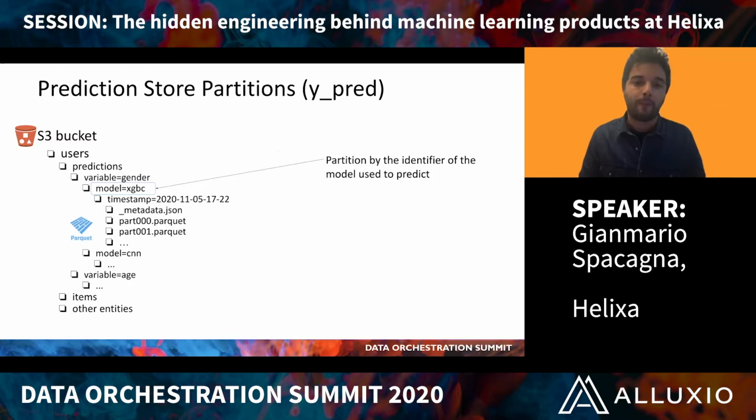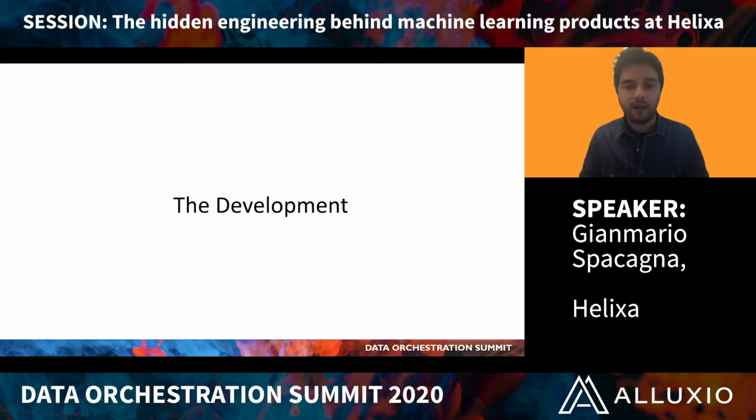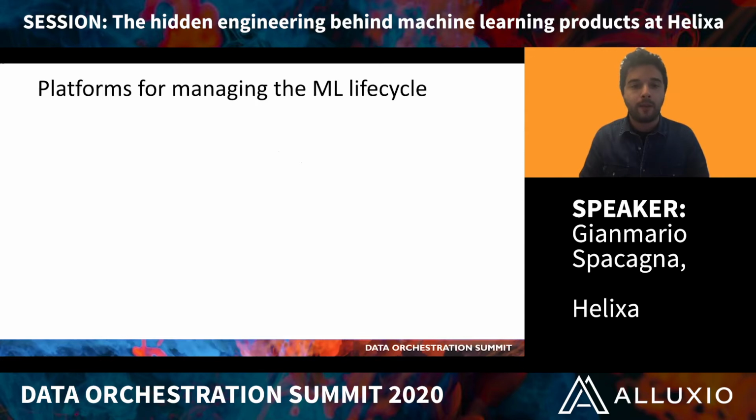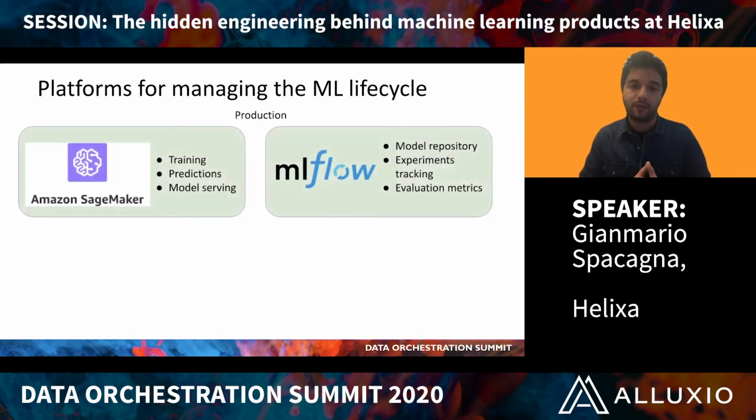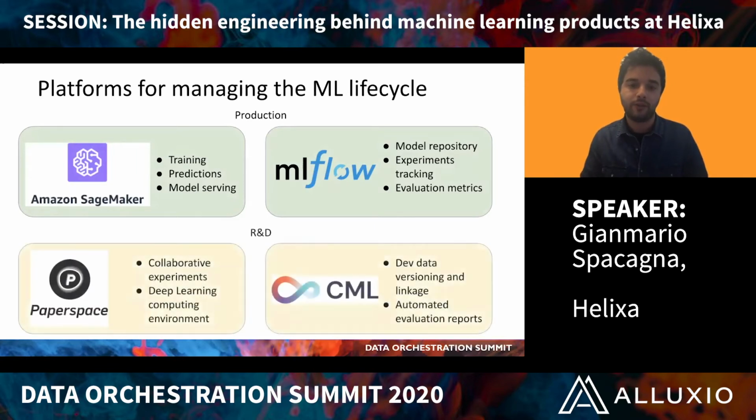Okay, all right. So now that we have an overview of what kind of data is in our data lake, let's see how the development works here. The first suggestion I want to make is to use platforms for managing the life cycle of the machine learning models. And at Helixa, we have been using SageMaker and MLflow extensively in production, and I strongly recommend them. But we also use other tools like Paperspace and CML, especially for experimental work and research and development.